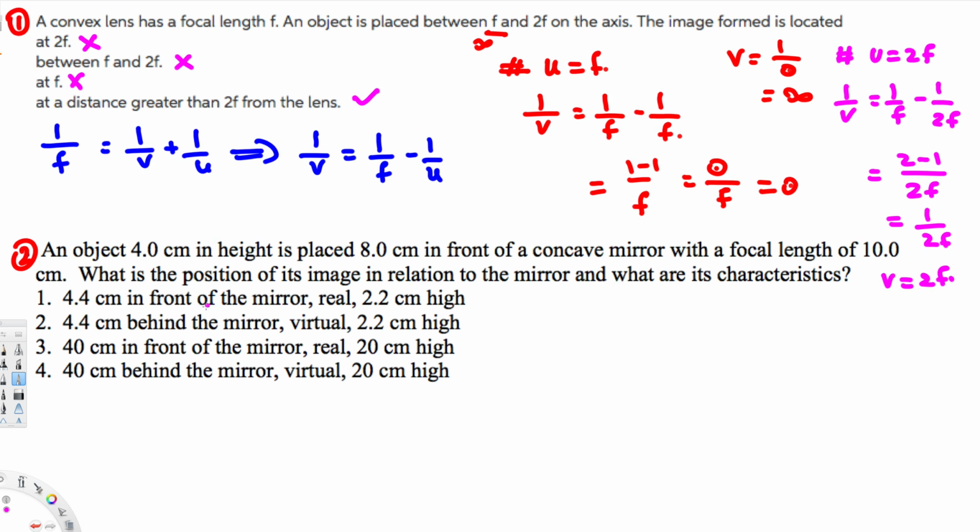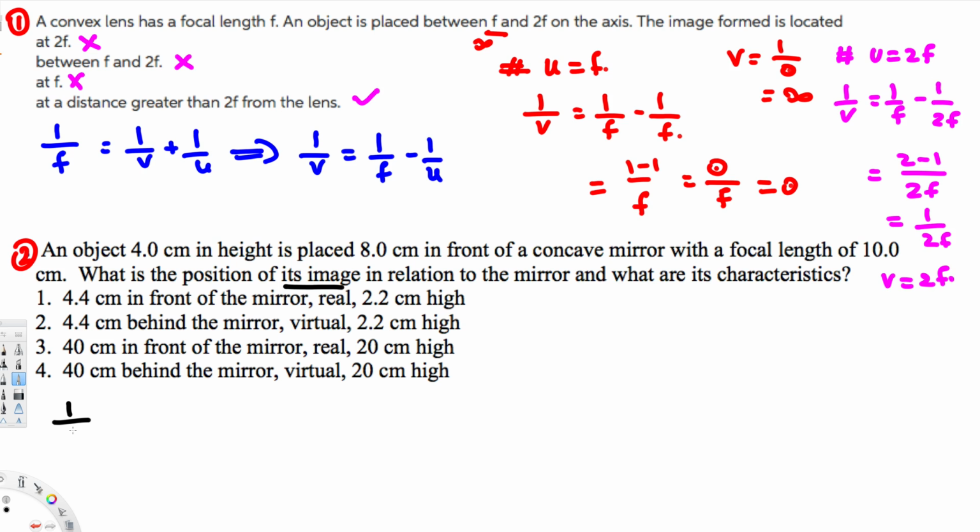Now let's look at the second question. An object 4 cm in height is placed 8 cm in front of a concave mirror with a focal length of 10 cm. What is the position of its image in relation to the mirror, and what are the characteristics, right? Now let's see how we can figure it out. So here they are asking for the image distance again. So we are going to use the same equation.